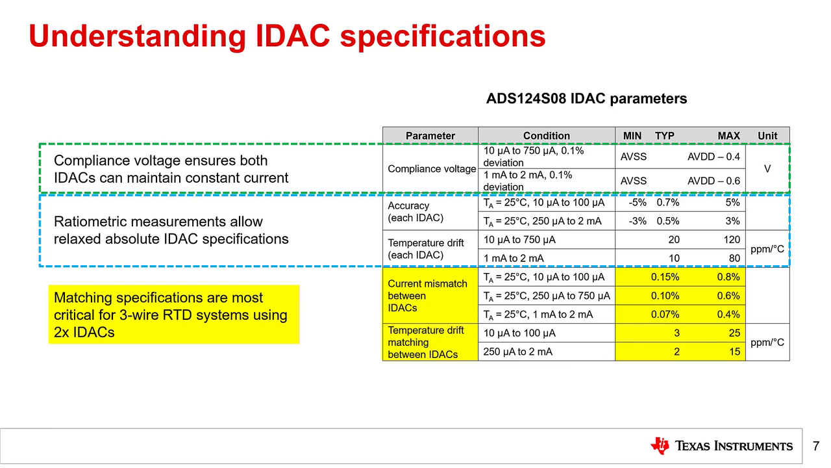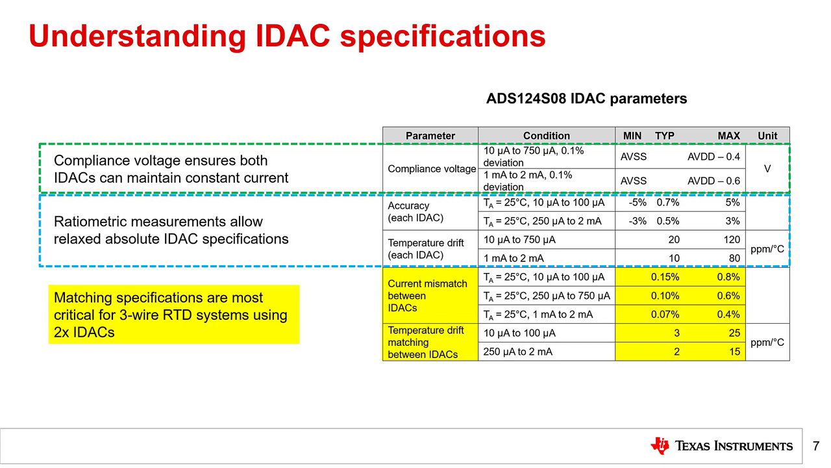Similarly, the maximum temperature drift matching is significantly better between the IDACs at only 25 ppm per degree C for the 100 microamp output current. Assuming the ADC temperature increases by 80 degrees Celsius, the IDAC matching error due to the temperature drift is only 0.2%. This is a 5 times performance improvement compared to the absolute temperature drift of each IDAC.